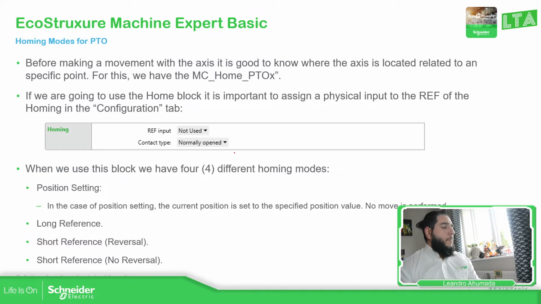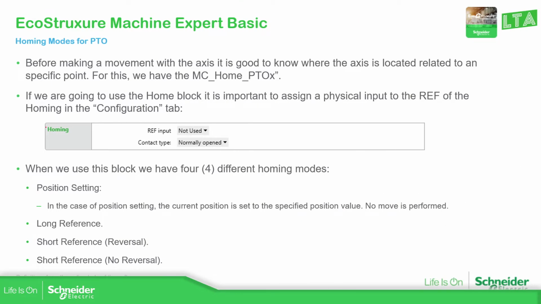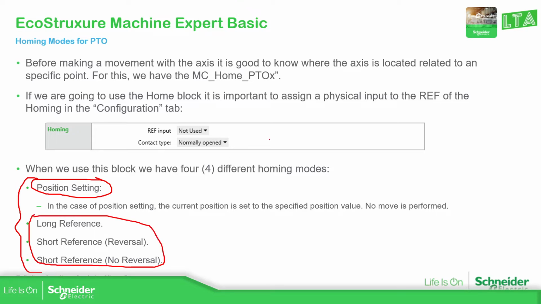Okay, so now that we know that we must have a digital input for this, we need to know that we have different homes. Okay, so let me just change the view. We have these 4 homing positioning. Okay, so the first one I believe is going to be the easiest one. So we just execute this, and the position that the axis is at the moment is going to be the 0. Okay, simple. But what I want to focus on is these 3.